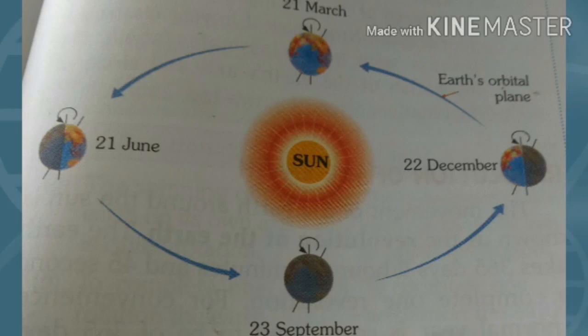That year becomes 366 days. So, the year which has 366 days and has February of 29 days is called a leap year.